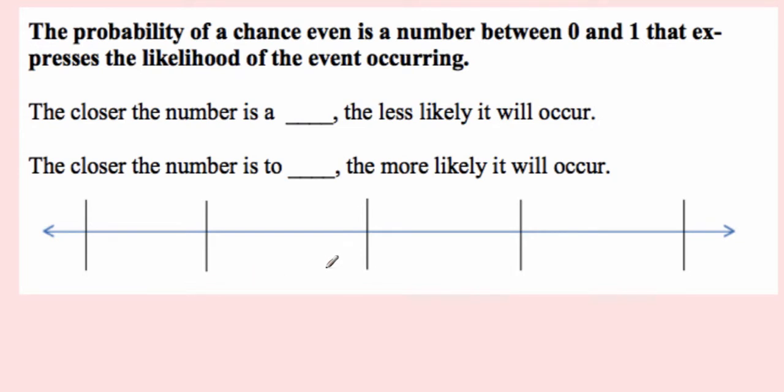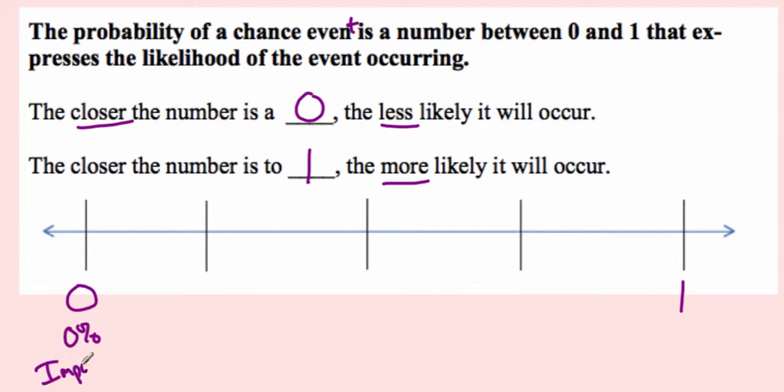The probability of a chance event is a number between 0 and 1 that expresses the likelihood of an event occurring. So basically think of it as falling on a scale from 0 to 1. The closer a number is to 0, the less likely it will happen. The closer the number is to 1, the more likely it will happen. So if you have a probability of 0, meaning there is a 0% chance of it happening, that means it is impossible. It can't happen.